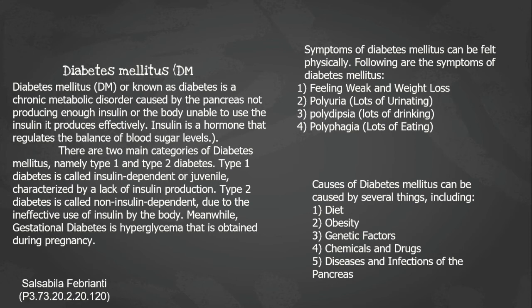Symptoms of diabetes mellitus can be felt physically. Following are the symptoms of diabetes mellitus: 1. Feeling weak and weight loss. 2. Polyuria. 3. Polydipsia. 4. Polyphagia. The cause of diabetes mellitus can be several things, including: 1. Diet. 2. Obesity. 3. Genetic factors. 4. Chemicals and drugs. 5. Disease and infection of the pancreas.